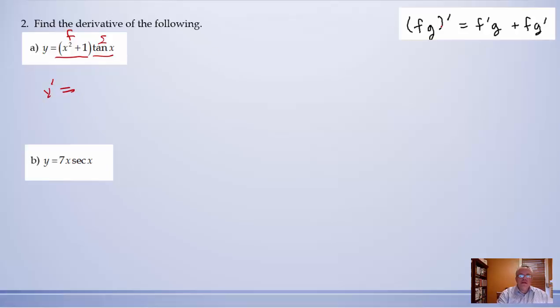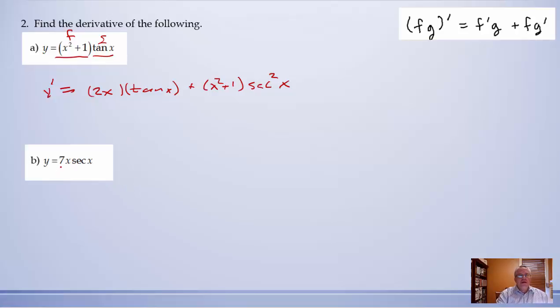y prime equals f prime times g. f prime would be the derivative of this polynomial, which is 2x, times g, which is tangent x, plus f, which is that polynomial, times g prime, the derivative of tangent. We just did that. That is secant squared x. And to be honest, we could distribute the secant squared, but it's not really going to help a lot. It's not going to get any nicer. I'm just going to leave it like that.